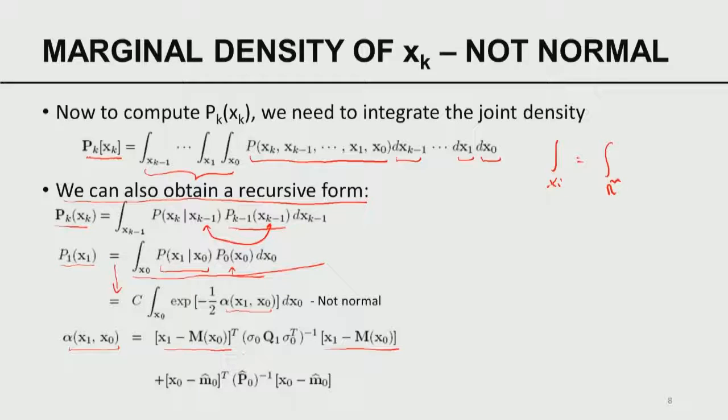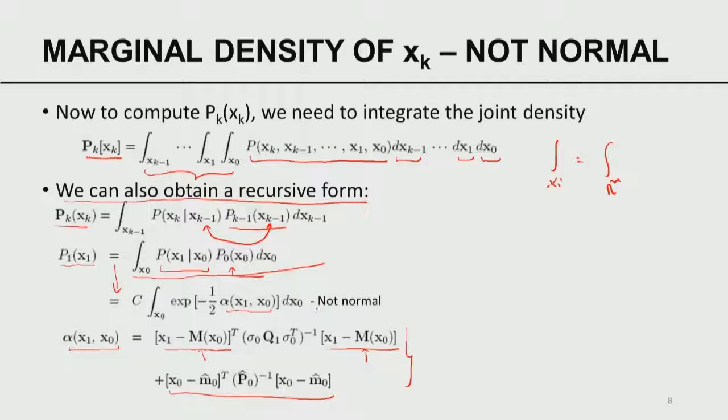You can readily see this M is a model map, this product that tries to make it a nonlinear function. So I cannot simply rewrite it as Gaussian. And this alpha of x1 x0 has also another term that comes from the initial condition. So the initial condition contribution is quadratic, but the contribution from one step transition is not. It is a combination of these two terms that makes p1 x1 far from being Gaussian.